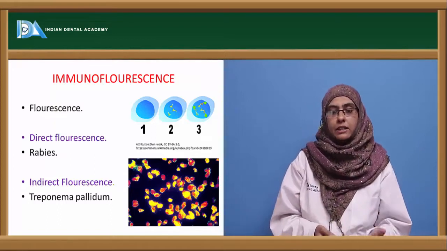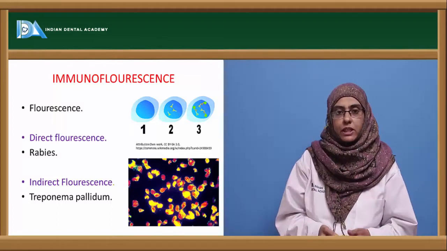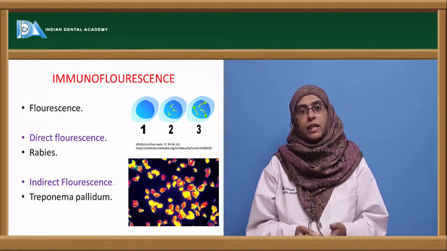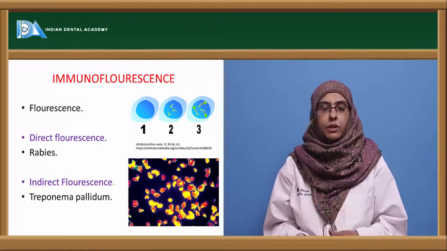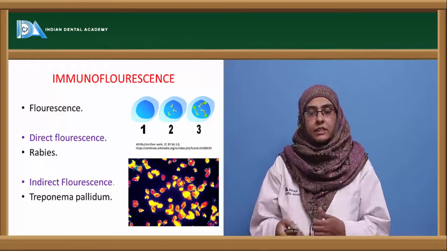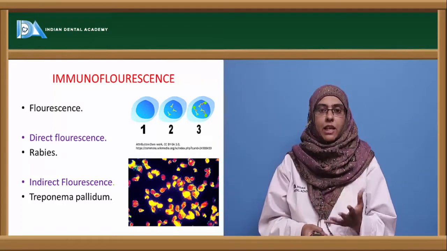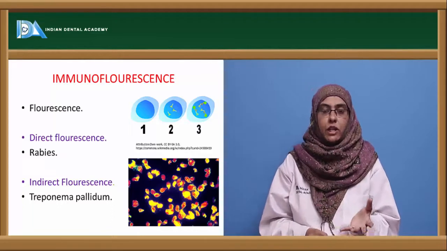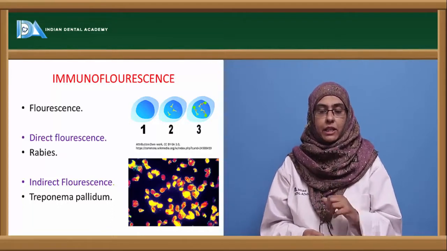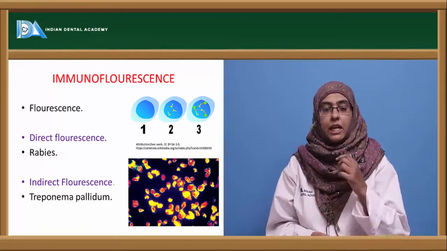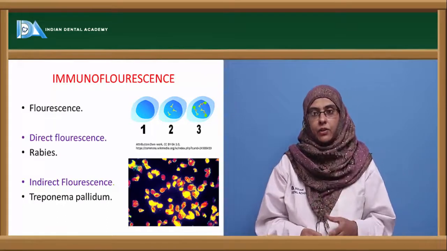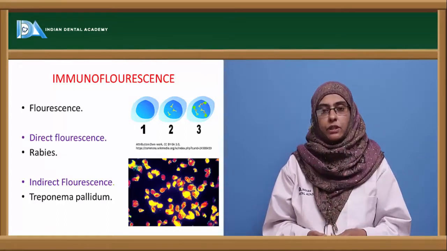There are different dyes that can be used in this immunofluorescent technique that are conjugated to either the antigen or the antibody. When there is an interaction, these fluorescent dyes usually fluoresce and give away a different light against a dark background. So it is an orange red color or a green color that can be easily identified under the fluorescent microscope.